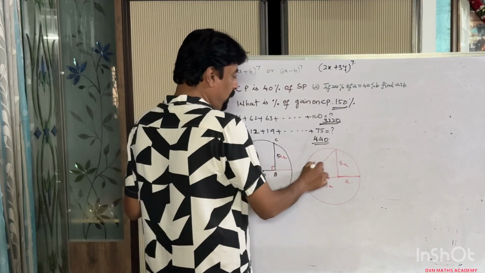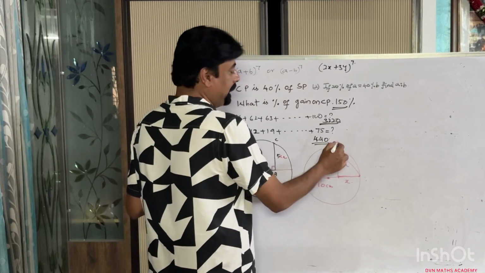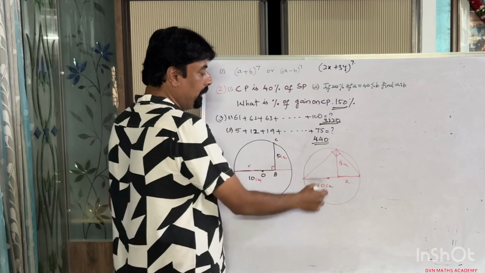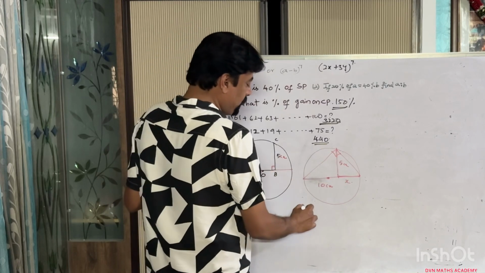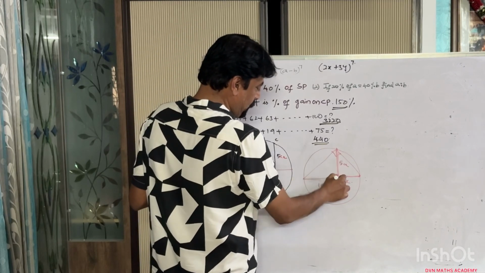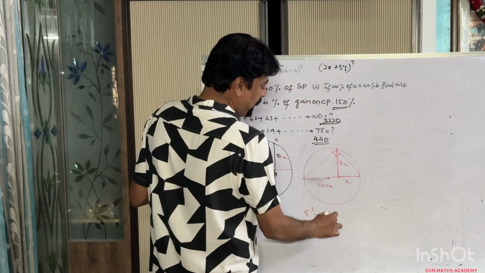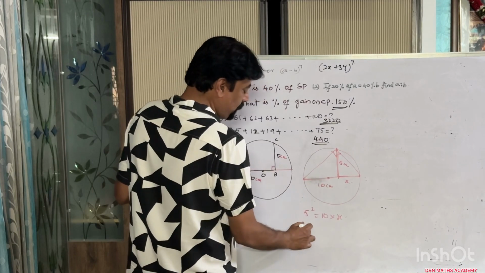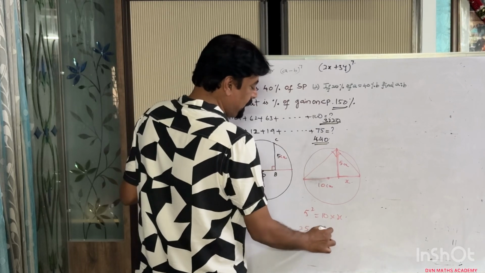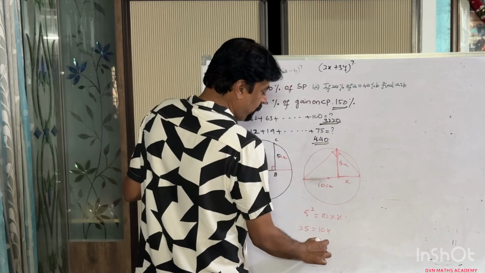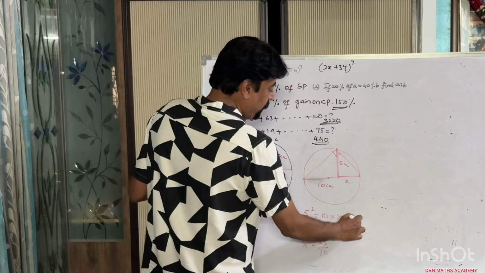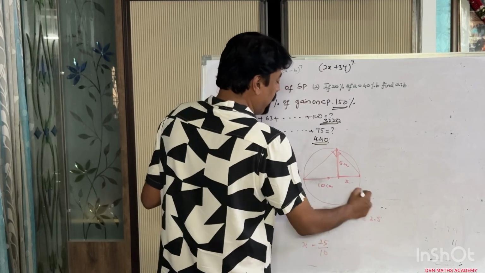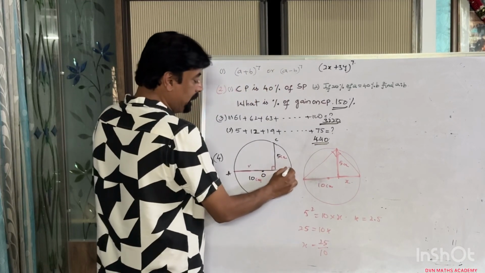If you join all this, then it is a right angle triangle. As I told you, 5 square is equal to 10 into X, I mean A into B. So 10 into X, 5 square is 25, that is equal to 10X. X is equal to 25 by 10. Therefore X is equal to 2.5. I got that this part is 2.5.